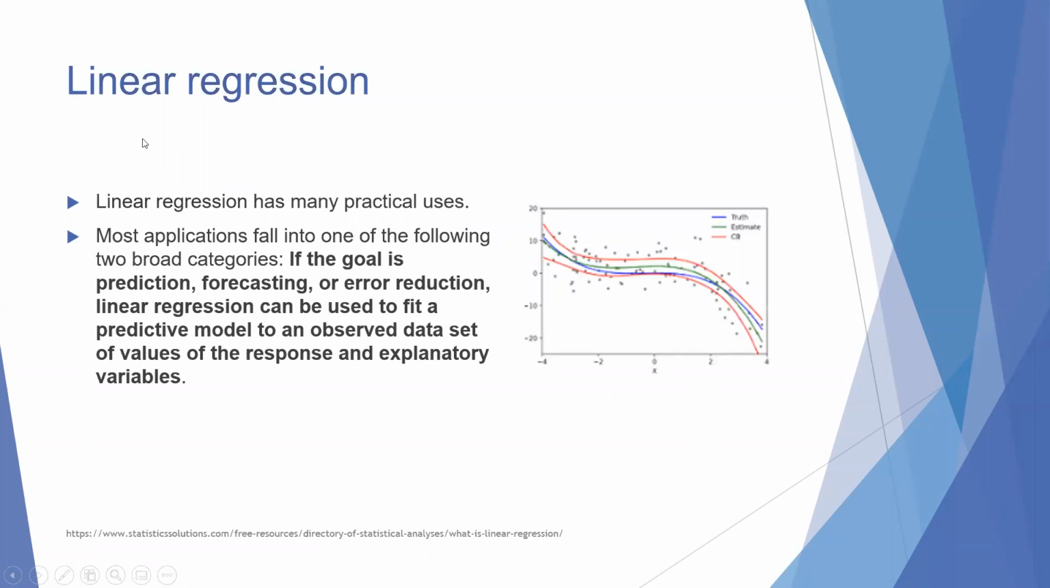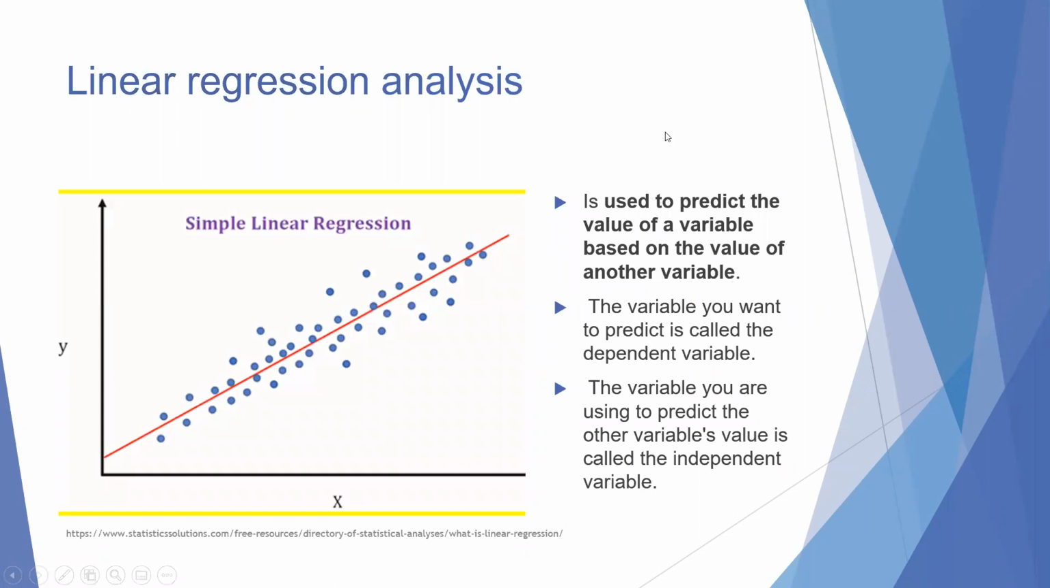So the practical uses of linear regression involve the following two categories. If the goal is prediction, forecasting, and error reduction, linear regression can be used to fit a predictive model to an observed data set of response and explanatory variables. Linear regression is also used to predict the value of a variable based on the value of another variable. The variable you want to predict is called the dependent variable, while the variable you are predicting from is the independent variable.